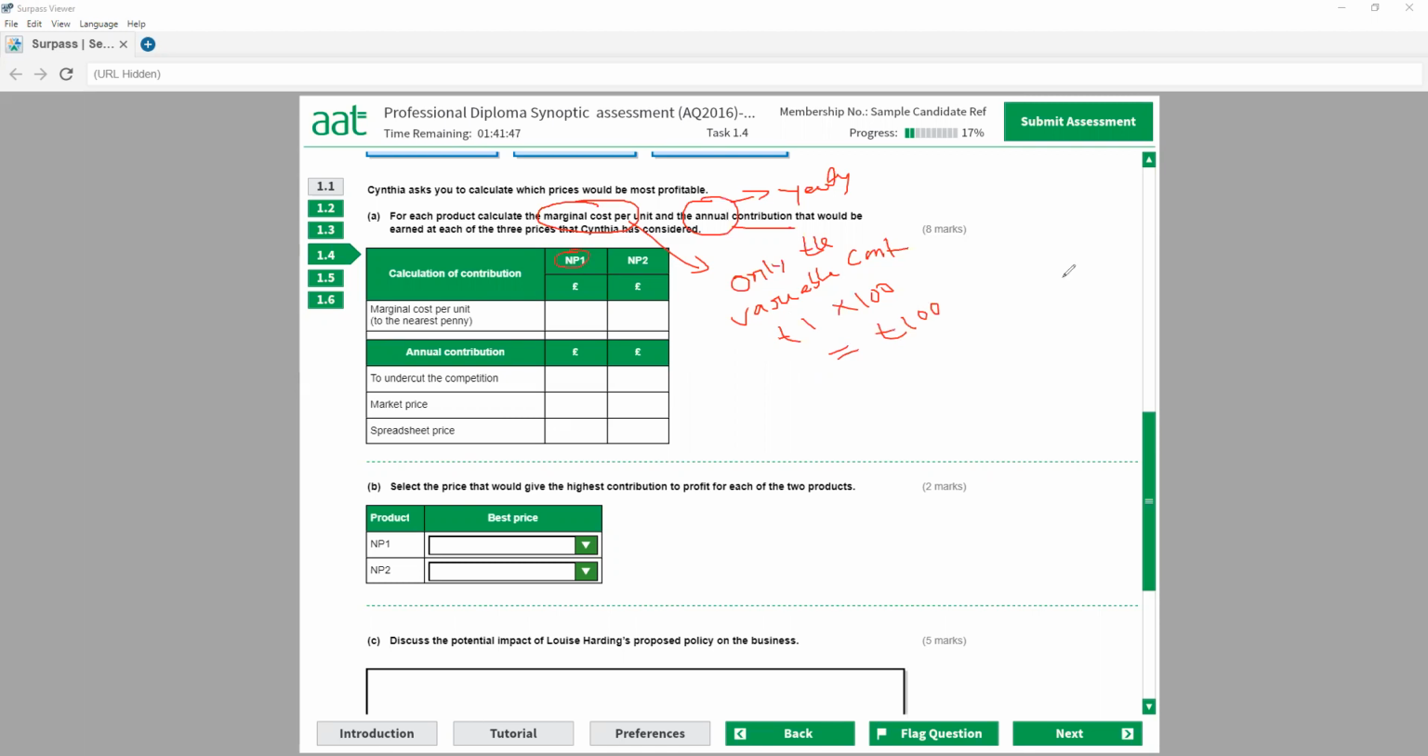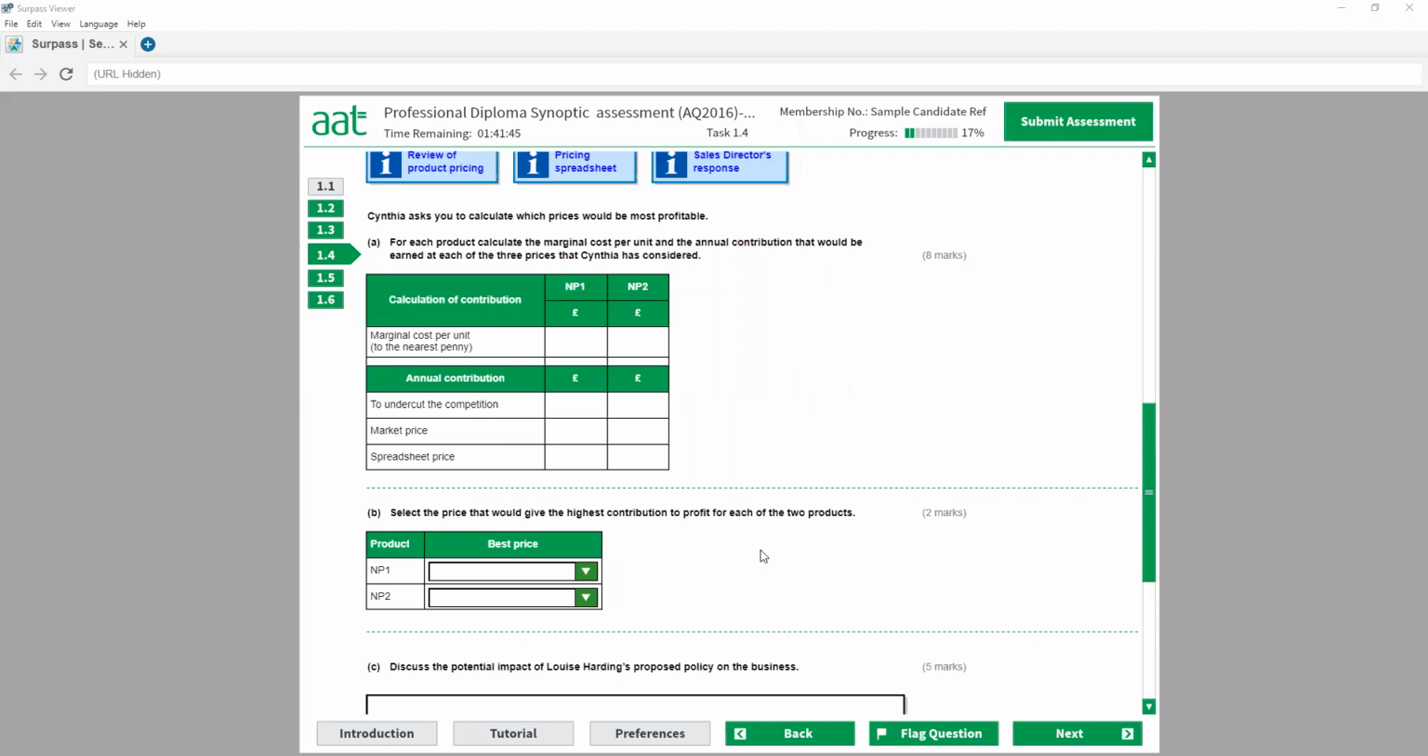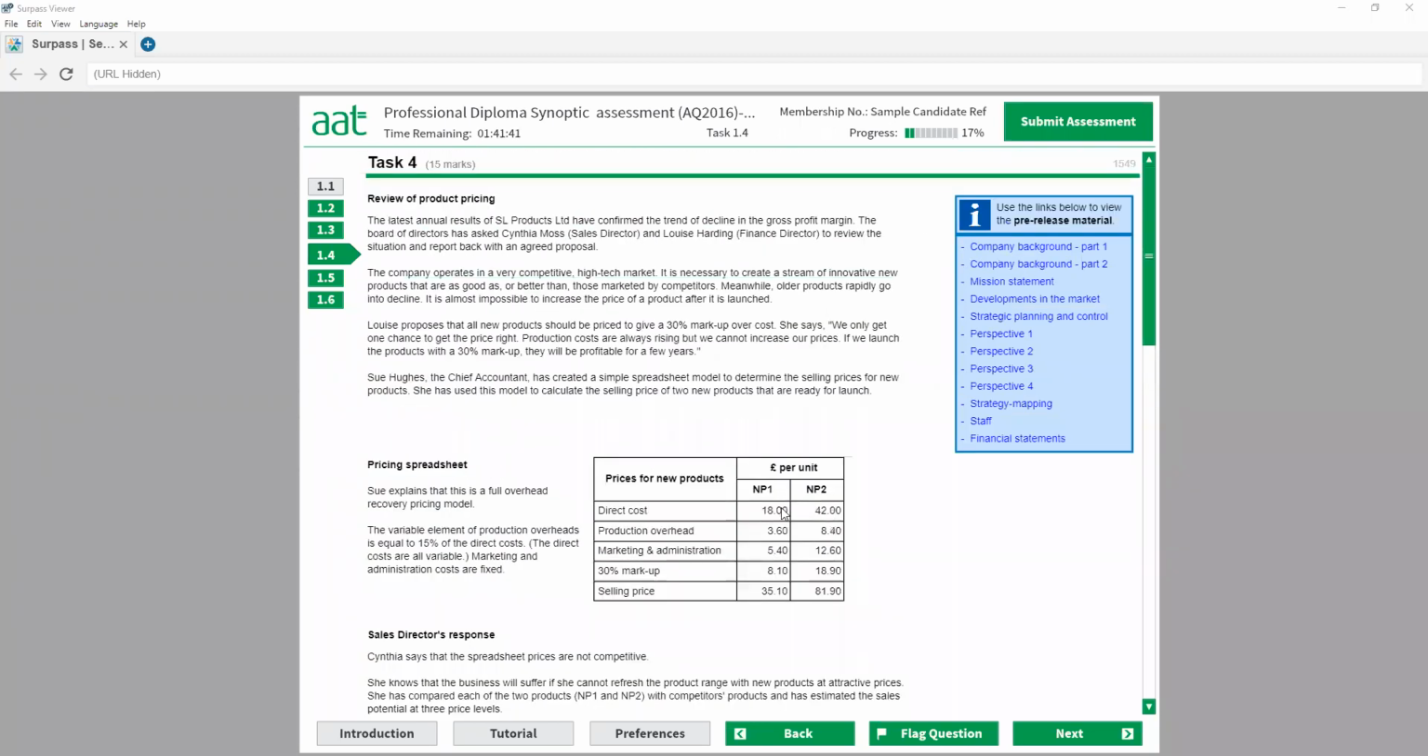All right, so we understand what the requirement is. Let's read the question. It says, review of the product pricing. The latest annual results of SL Product Limited have confirmed the trend of decline in the gross profit margin. The board of directors has asked Cynthia Moss, sales director, and Louis Harding, finance director, to review the situation and report back with an agreed proposal.